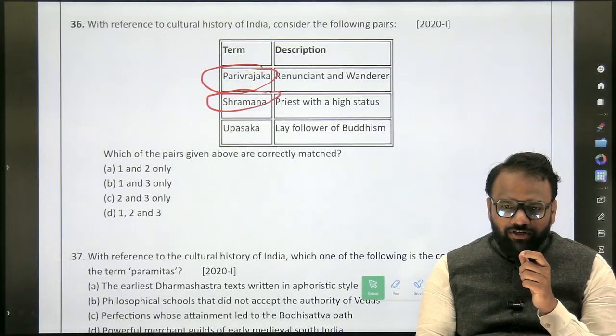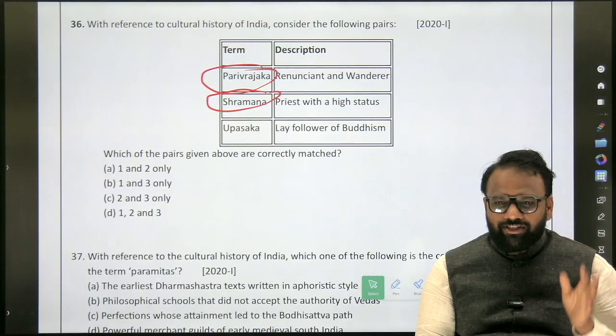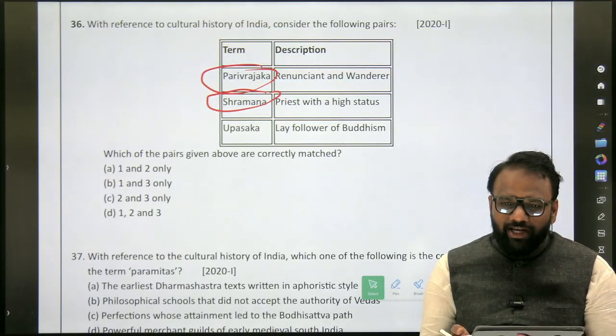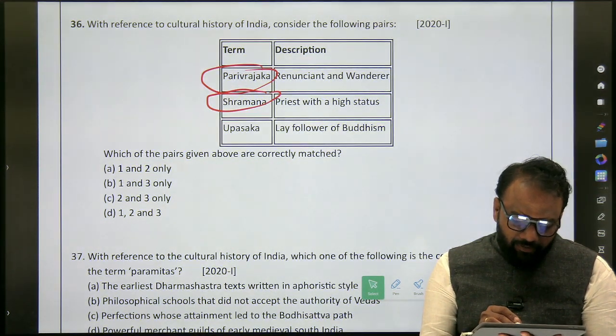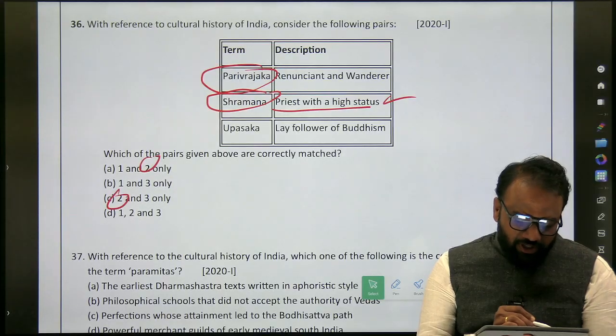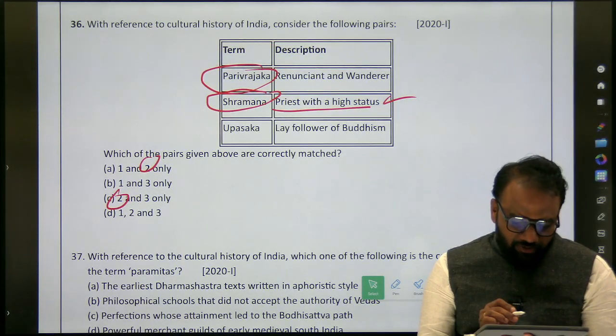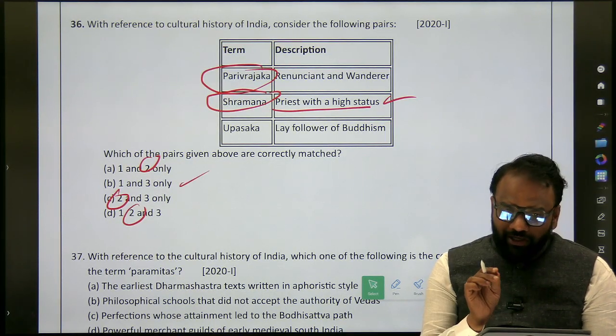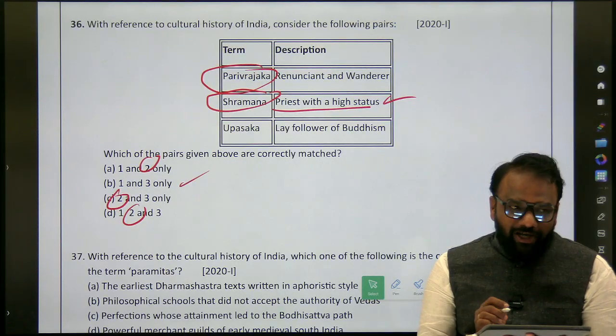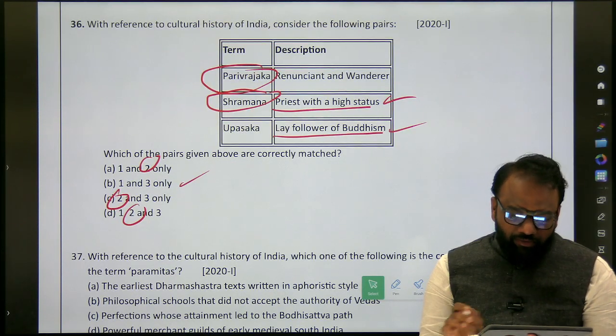They move from one place to another place. Okay, in the preaching of their ideas, they'll move. So renunciant, and Shramana means, okay. Priest with high status, the second one is wrong. You are left with 2 choices. 1 and 3 only. When we eliminate 2, we are left with only 1 and 3. Upasaka means lay follower of Buddhism.